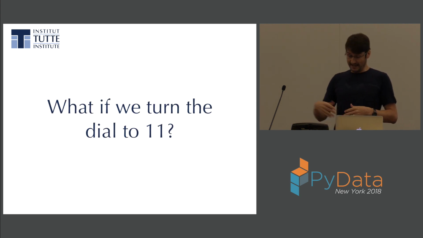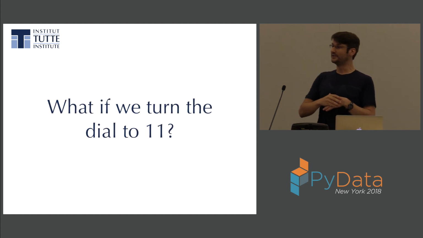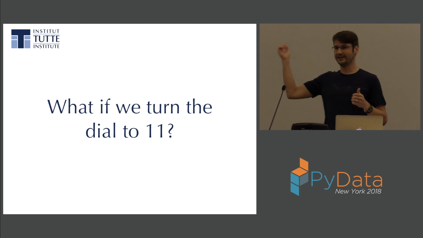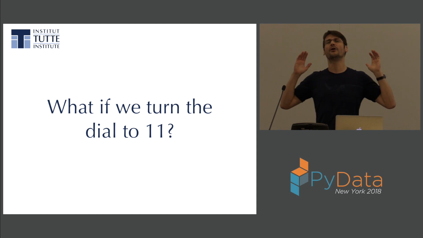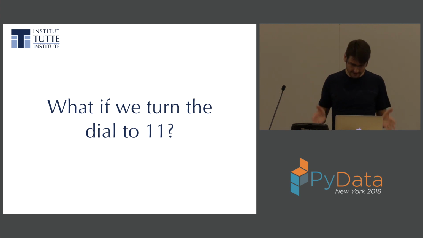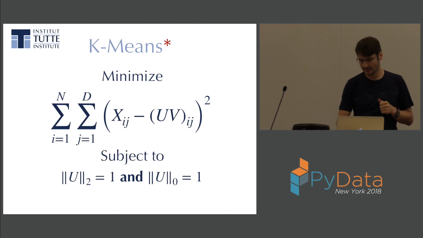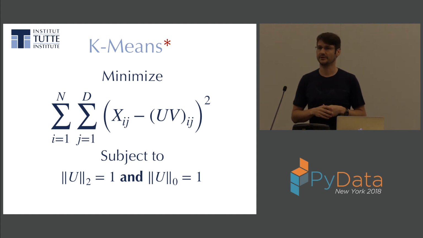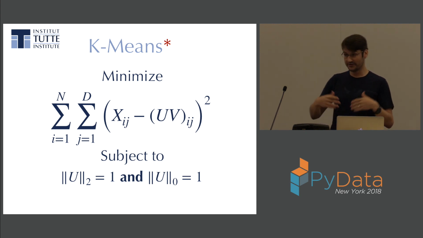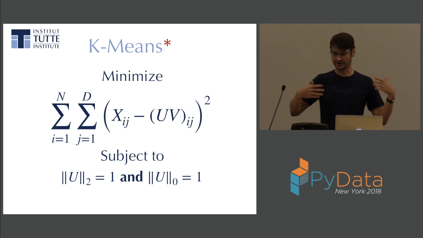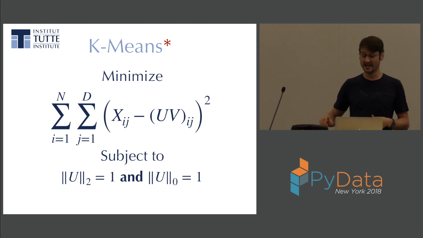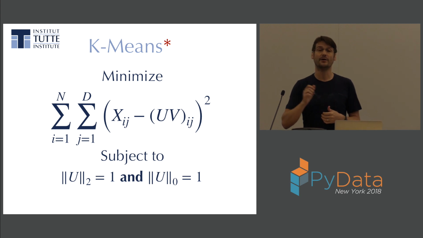Okay. Fewer archetypes was good. Let's turn the dial to 11 and constrain it as much as possible. What if I said I only want one archetype to appear per row? Then we actually get k-means clustering. So this gives you some idea of how general this sort of framework is. We've just managed to go from PCA to k-means clustering by just turning a dial on how I do my constraints.